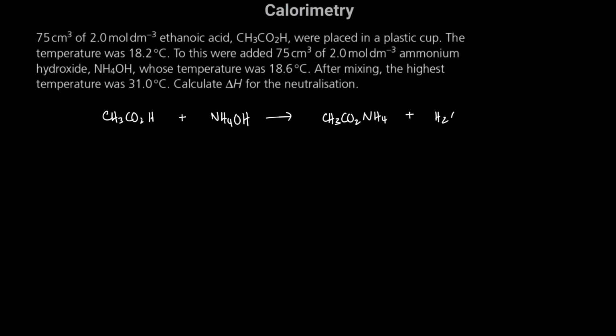This equation is balanced, right? Now we know that the number of moles of ethanoic acid is concentration times volume. The concentration that we have is 2 moles per decimeter cube. The volume in decimeter cube is 75 divided by 1000, again converting from cm cube to dm cube, which means that we have 0.150 moles of ethanoic acid.